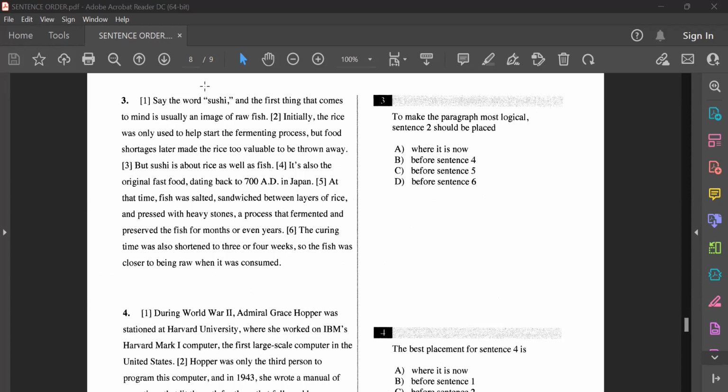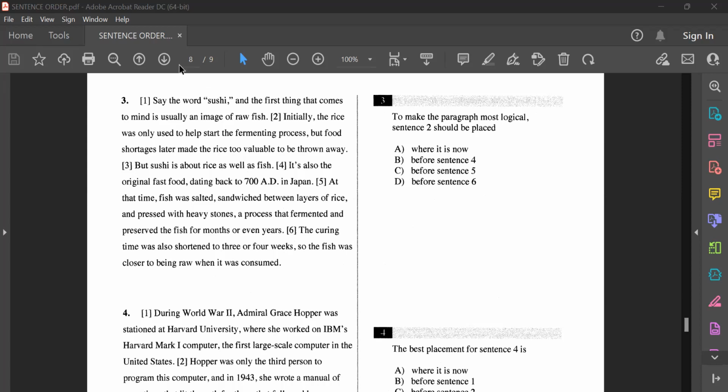Okay, Vanilla has just joined. Yes, what is the answer for question number 3? Ma'am, it's before sentence 4, option B. No, it's not before sentence 4. Vardhan, what is the answer? I think A, ma'am. No, the answer is B, before sentence 6.